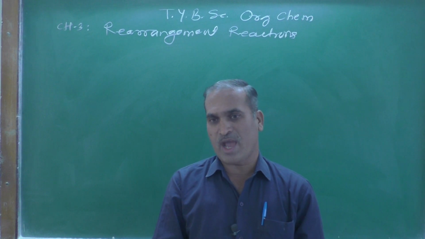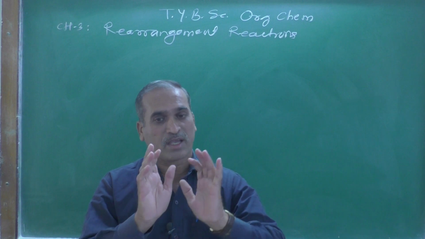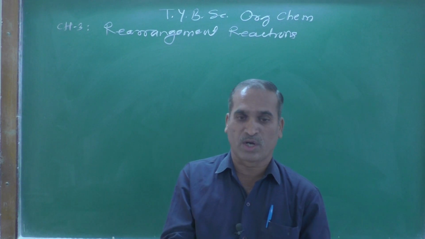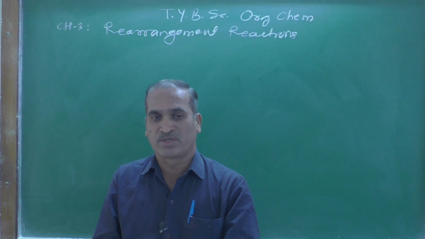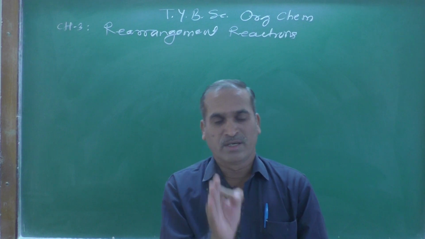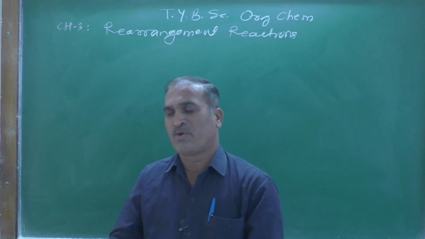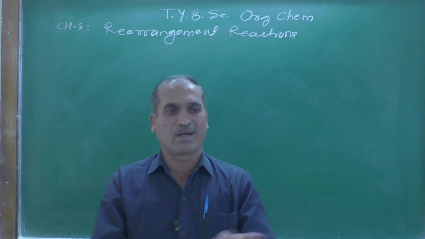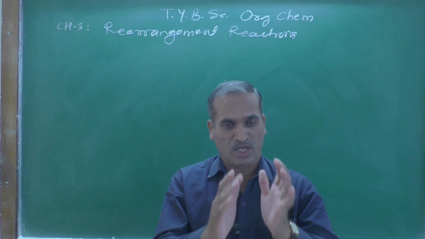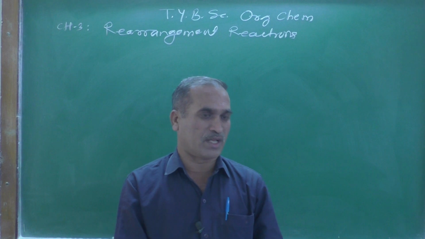And the second type of reaction we have learned is the elimination reaction. And elimination reaction means what? A reaction in which atoms or groups of atoms are removed from the reactant or from the substrate and form the product with higher degree of unsaturation is known as elimination reaction. So that is the second type of reaction.